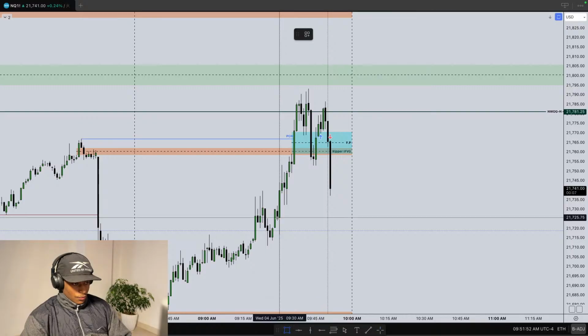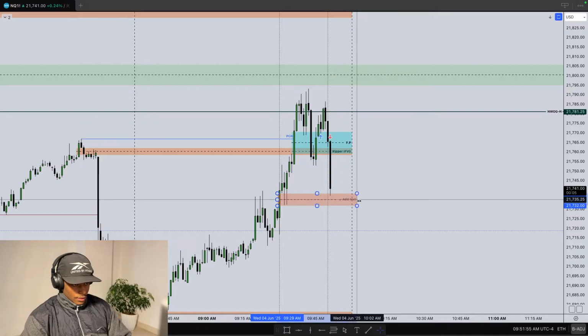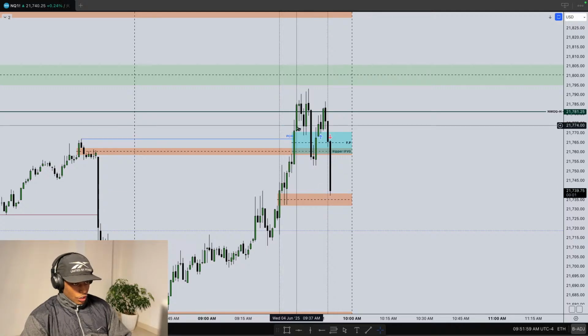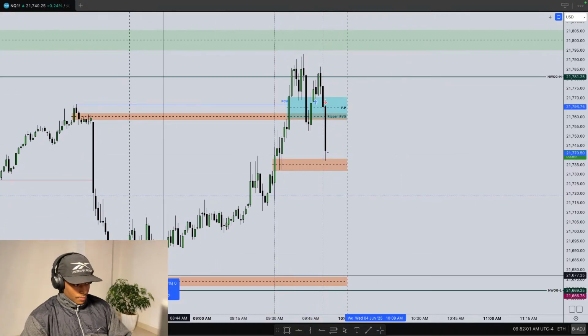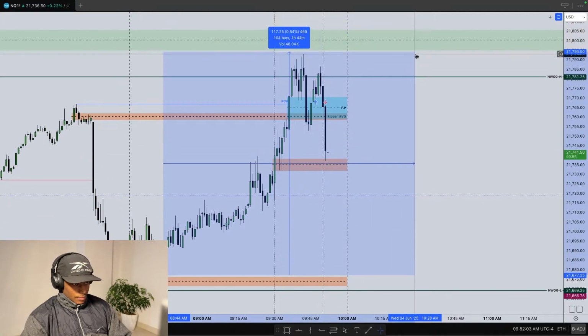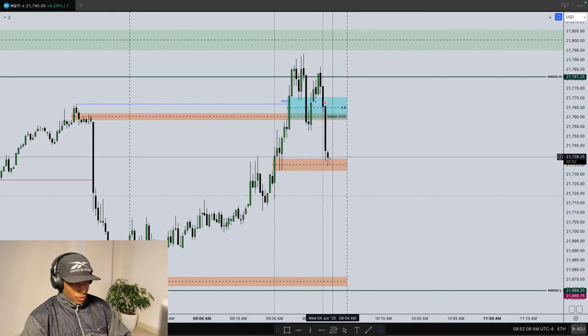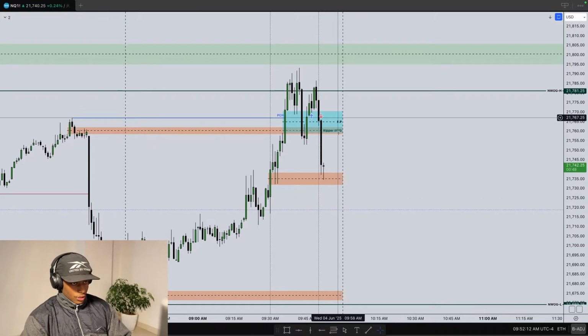So what I'm looking for right now is this in here. That is basically the equilibrium of this range. That range equilibrium goes right there. So you would want to see the low of the session to be right here if price wants to keep on moving higher.